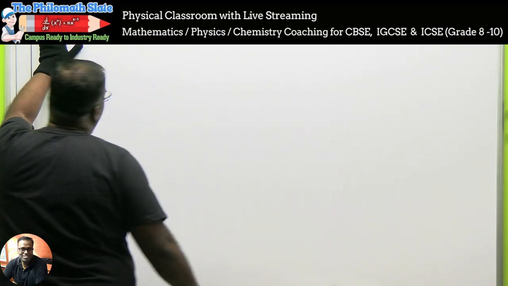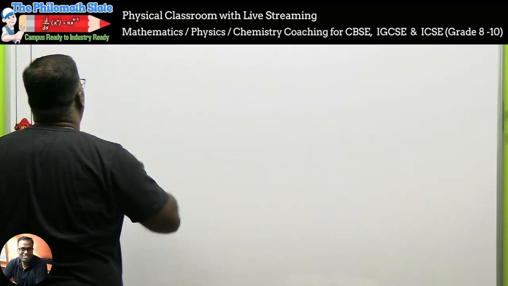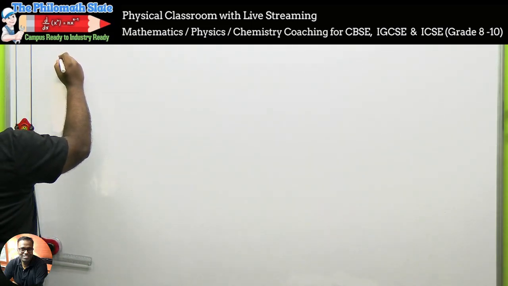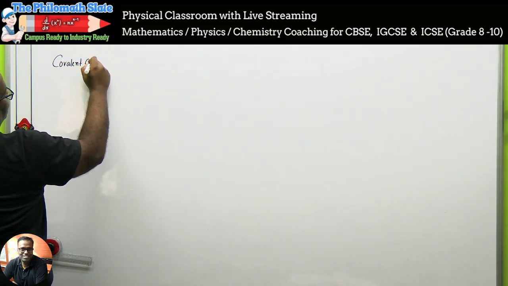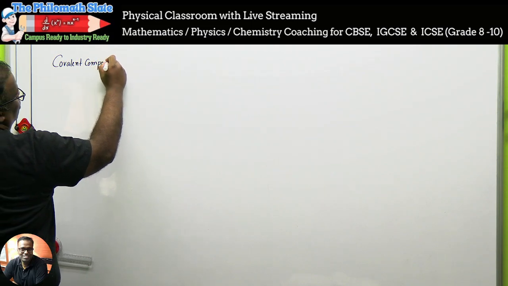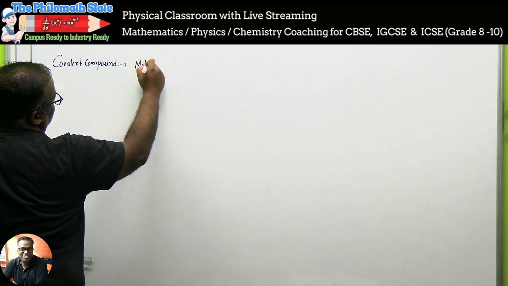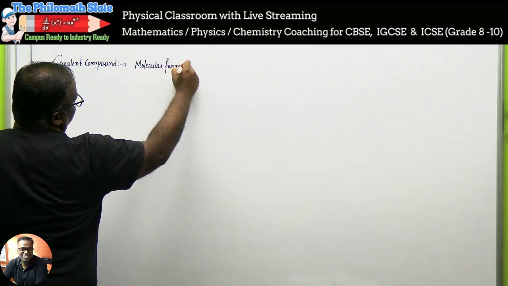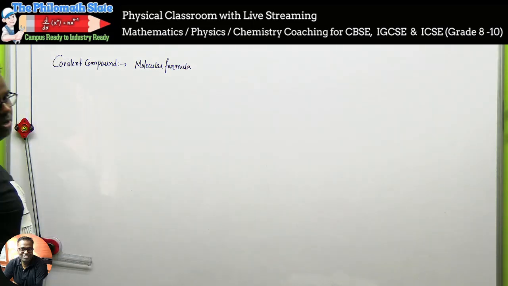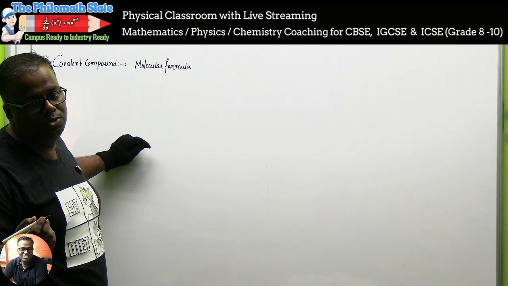Some of the things that you will need to understand this chapter: have your concepts about 2-3 things clear. If you are a covalent compound, I hope you know by now what a covalent compound is, you will be represented by something called a molecular formula. Covalent compound means something like CO2. CO2 is a covalent compound.